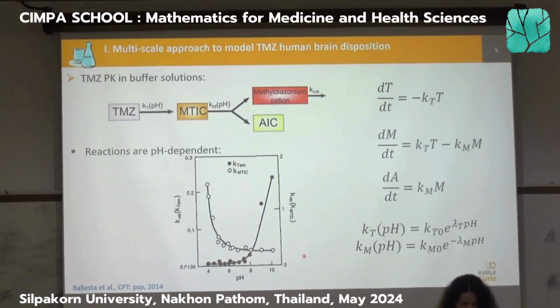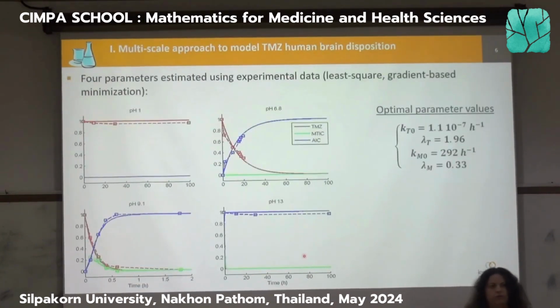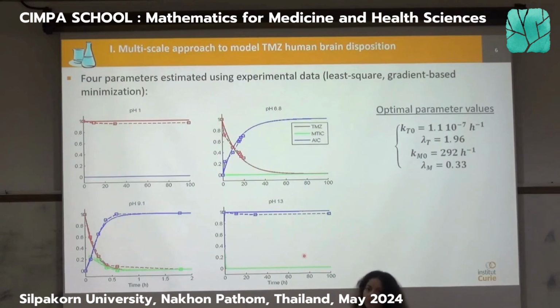Okay, so what do we want to do next? What do you think? Model design, and after model design we go to parameter estimation. Yeah. We were very fortunate to actually get the data. The dots are the data and the lines are the best fit of the model. Let me introduce the data first. We have four different subplots for four different values of the buffer solution. Remember, we are in a solution, and we set the pH to whatever we want. Here we have set the solution to pH equal 1, 6.8, 9.1, or 13.